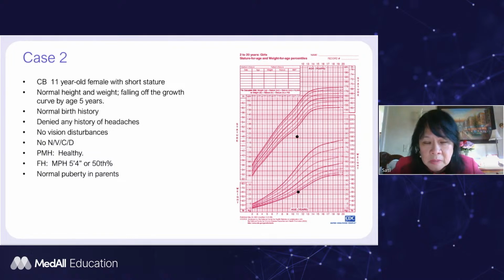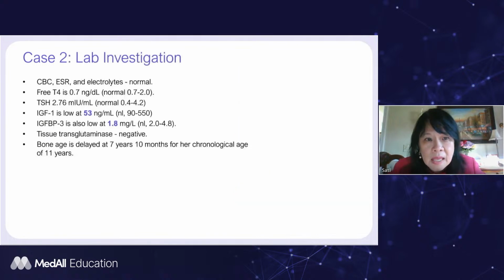And she had no significant past medical history, and she denied any history of headaches, no vision problems, and no nausea, vomiting, constipation, or diarrhea. Her midparental height is about 5'4" or 50th percentile, with normal puberty onset in parents. And we did lab investigations, and you can see that she had normal CBC, sed rate, electrolytes. Her free T4 was borderline, at the bottom end of normal range.